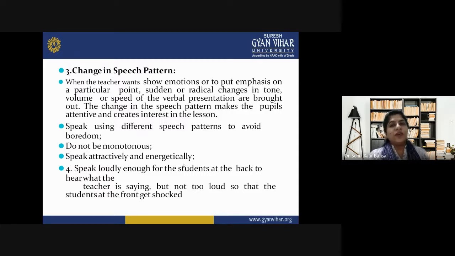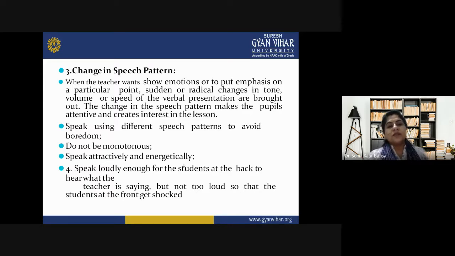So don't be monotonous in the class, speak attractively and energetically. Your energy level is actually very much essential in the classroom. It is said that the teacher's energy passes among the students, so don't pass your low energy to your students. Then speak loudly enough for the students at the back to hear what the teacher is saying, but not too loud so that the students at the front get shocked.